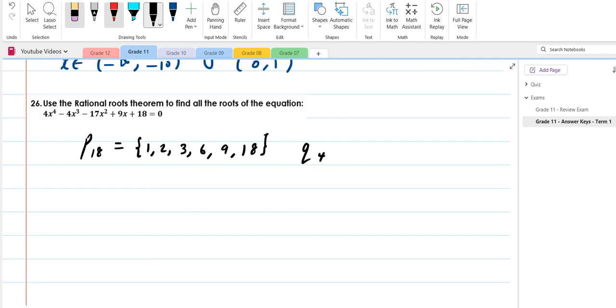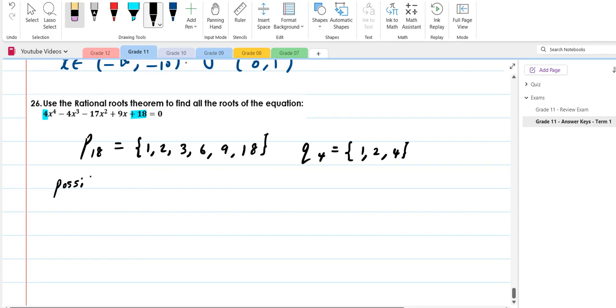Remember, the leading coefficient is 4. We are only looking at the leading coefficient, which is the number next to the highest power in the polynomial function, and the constant. P is the constant and Q is the leading coefficient. And we can list all the factors of 4. 1 can divide 4, 2 can divide 4, and 4 can divide 4. Right. So what are all the possible roots?